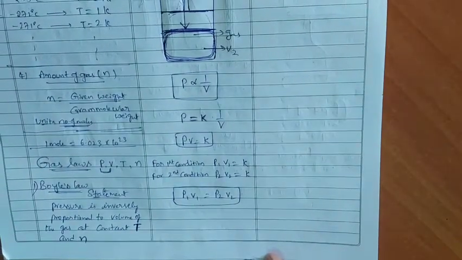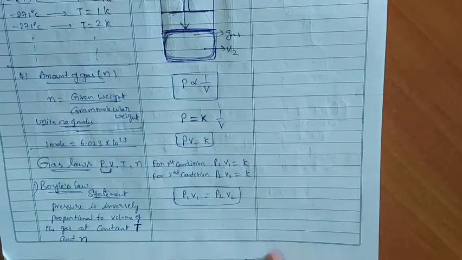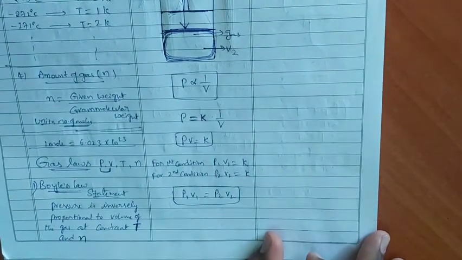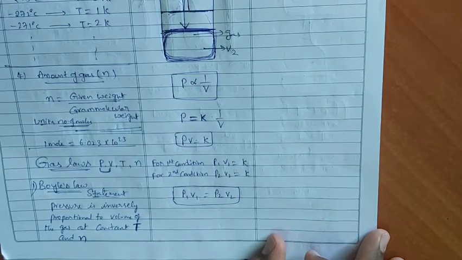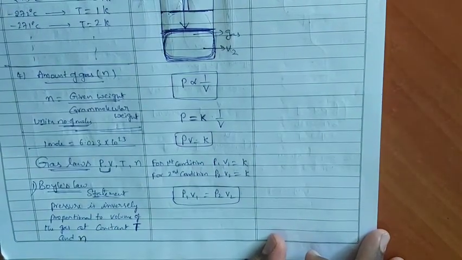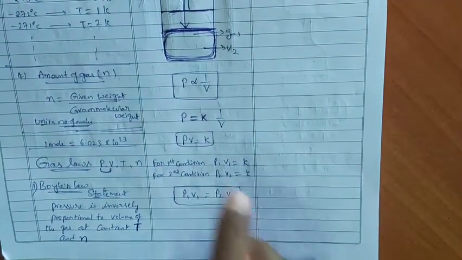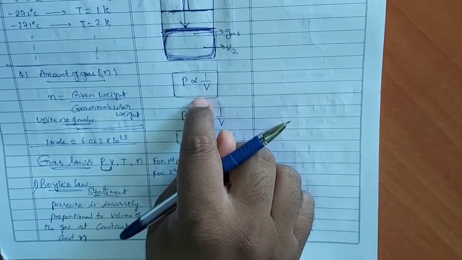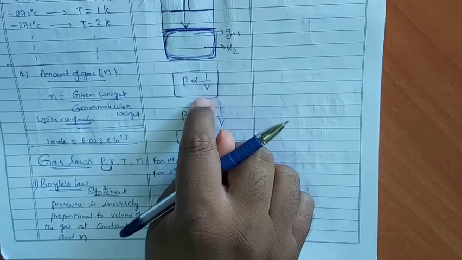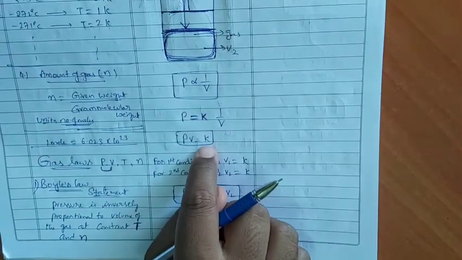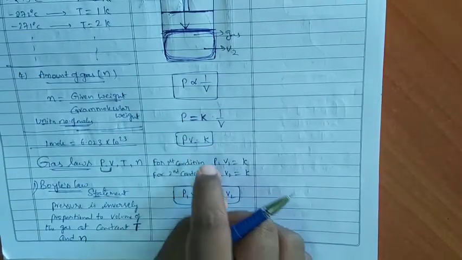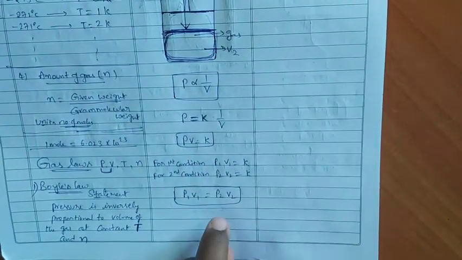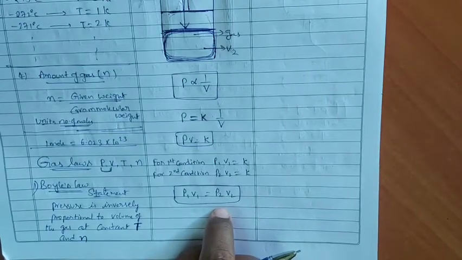Good morning, students. In today's class, we will continue our topic, that is Boyle's law. In the previous class, we saw that the relation between pressure and volume at constant temperature and number of moles is: pressure is inversely proportional to volume, or pressure is directly proportional to 1 by V. From that we wrote PV is equal to constant, and finally we got one formula, that is P1 V1 is equal to P2 V2.